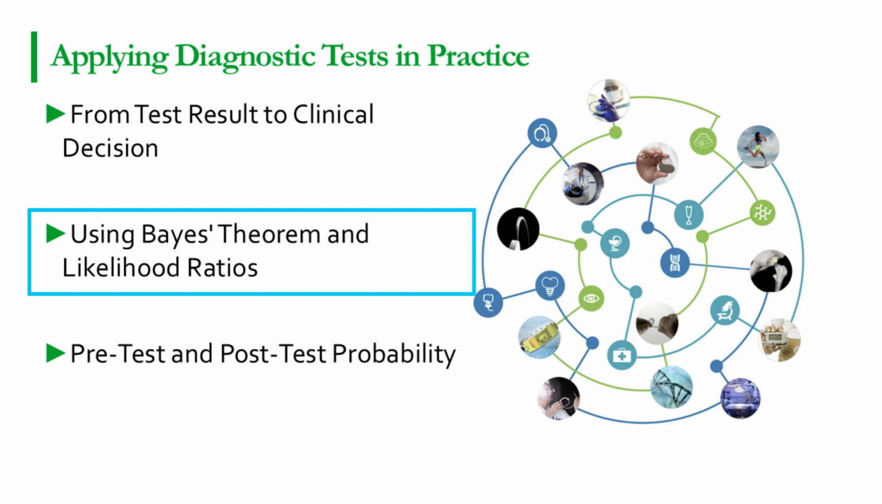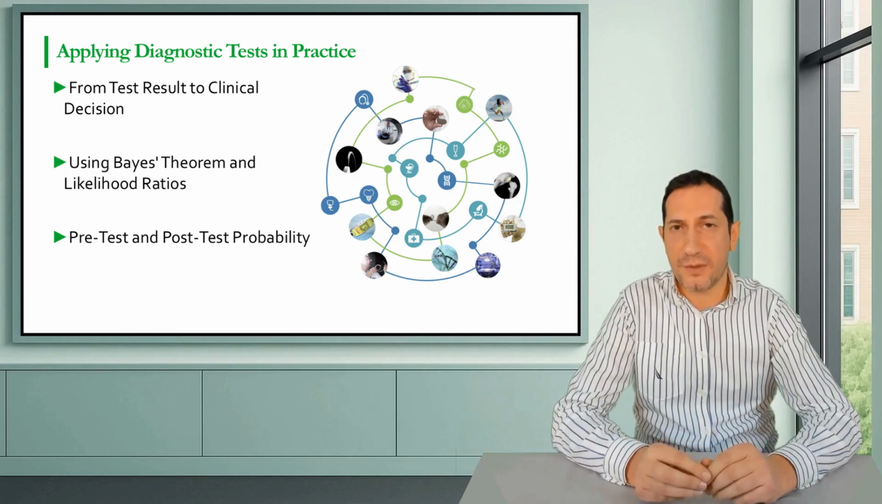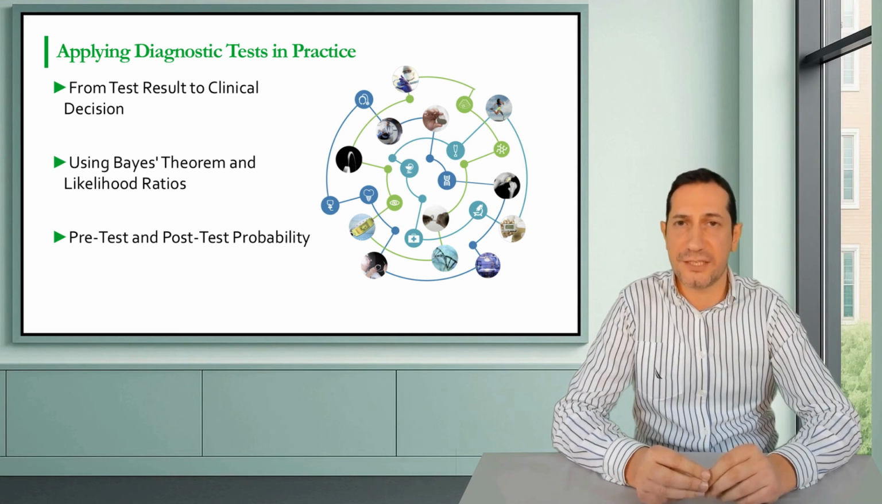The key to this is Bayes' theorem, a fundamental rule of probability that tells us how to update our beliefs in the light of new evidence. We'll learn how to use likelihood ratios, which are a powerful prevalence-independent measure of a test's performance. We'll see how to go from a pre-test probability of disease to a post-test probability, and even how to do this for tests with multiple result categories. This is how we turn a simple test result into a confident clinical decision.